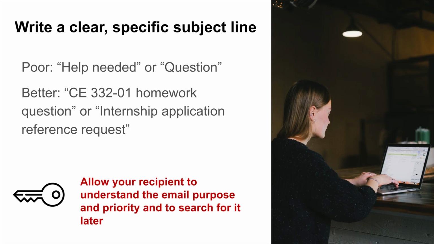First, use a clear, specific subject line. This line lets your recipient know the purpose and priority of your email. It will also allow them to search for it easily later on, should they need to find your message again. You want to use key terms like your course code and the nature of your message, such as homework question or reference request. Avoid generic lines that are unclear for the recipient, such as help needed or question.